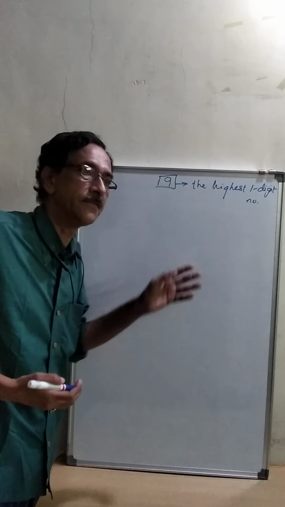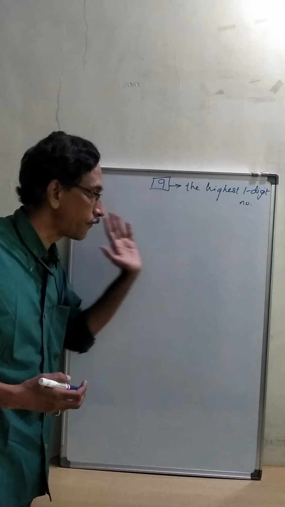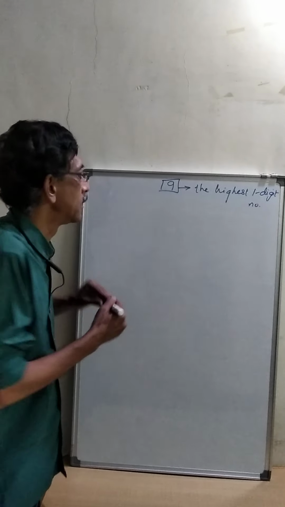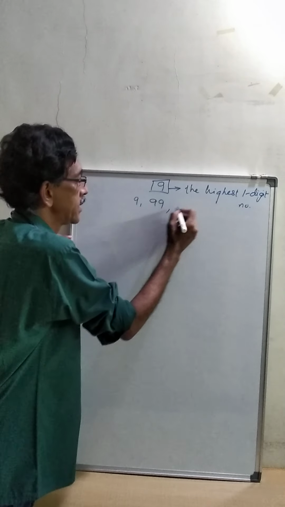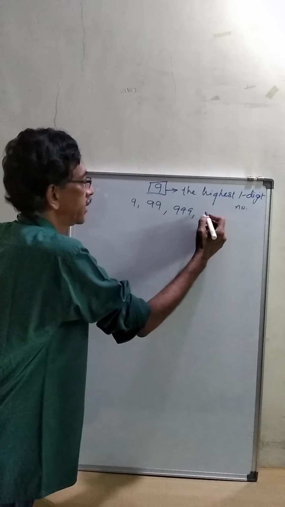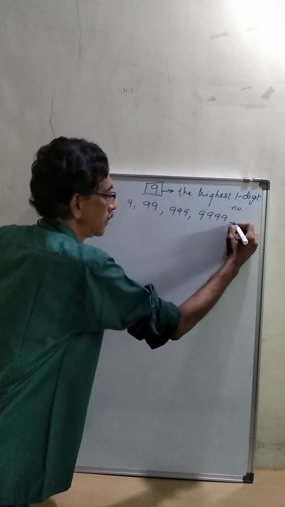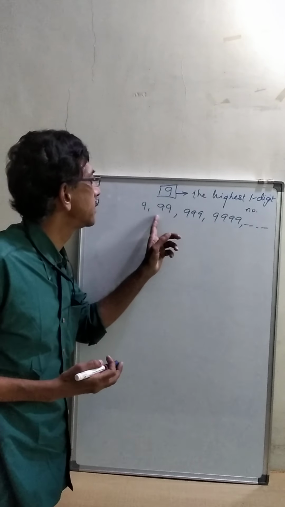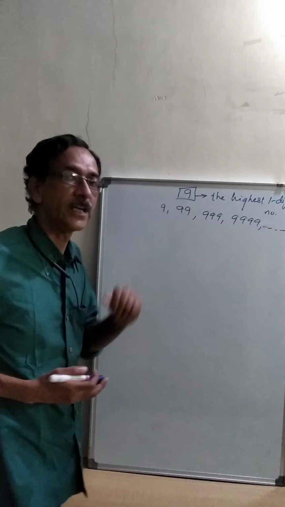After that you have 10, which is the lowest two digit number. Now if you look at the highest numbers in 2 digit, 3 digit, 4 digit, you will have 9, then 99, the 2 digit highest number, 999, the 3 digit highest number, 9999, the 4 digit highest number, and so on. So you just go on increasing the number of nines. That is quite unique.